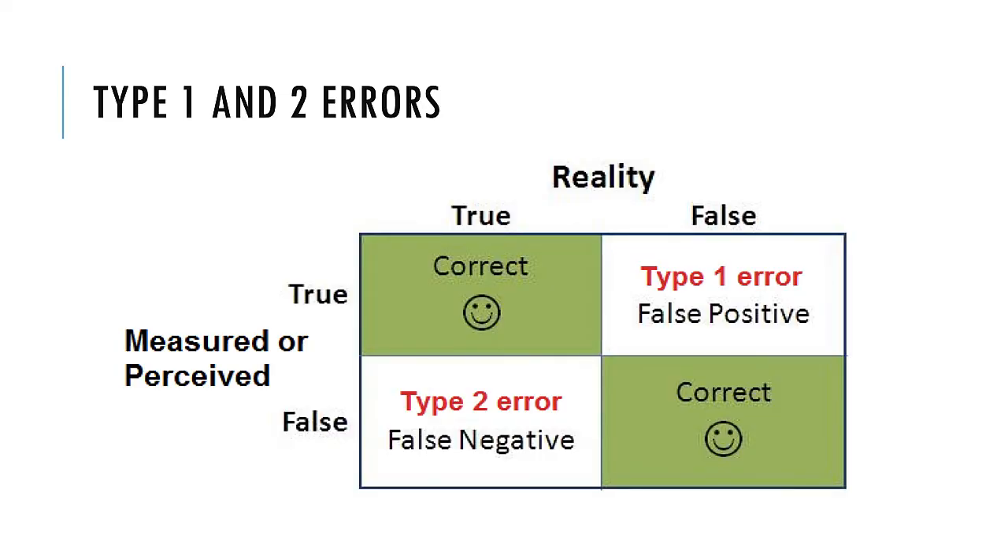Type 1 errors are false positives. This is when you get a positive result on a COVID test but don't actually have coronavirus. Type 2 errors are false negatives. This is when you get a negative result on a COVID test but are in fact sick.